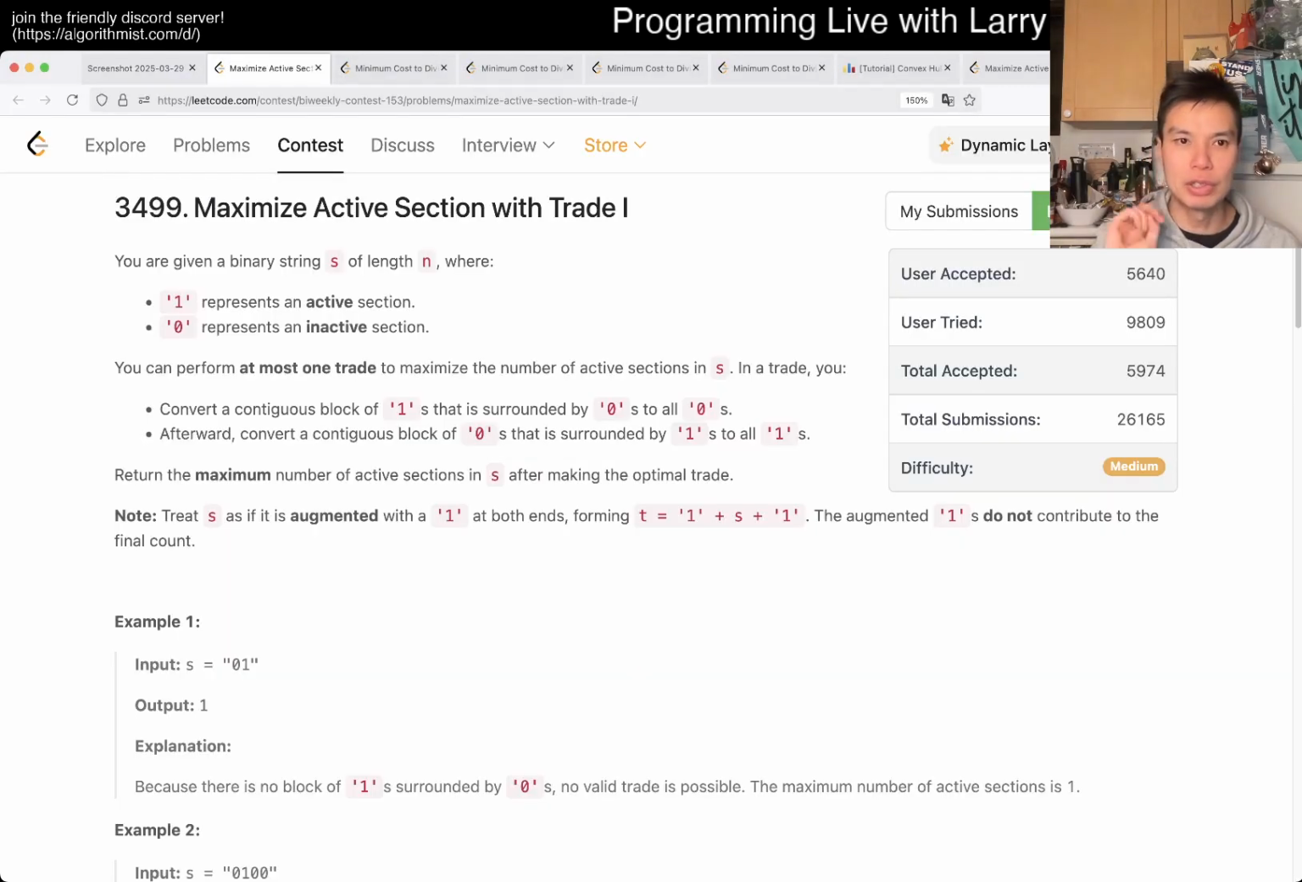This is me going with Q2 of the bi-weekly contest 153. Maximize active section with trade 1.